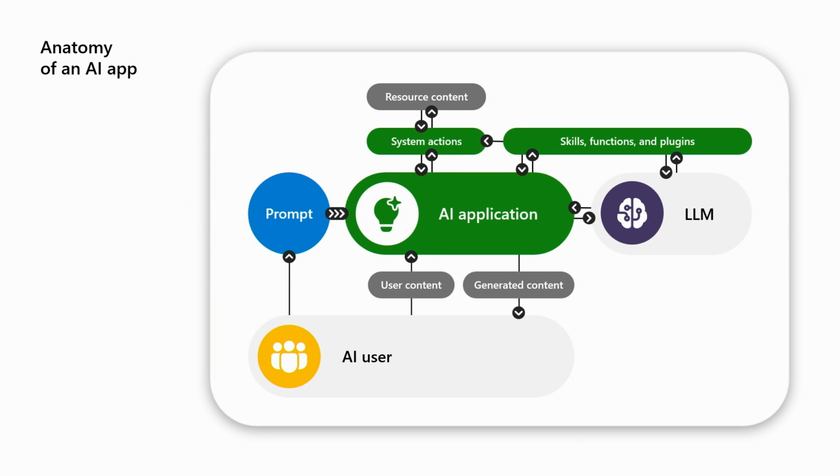So a simple diagram like this gives you the anatomy of an app. And you want to make sure that as you build yours out, you get it.